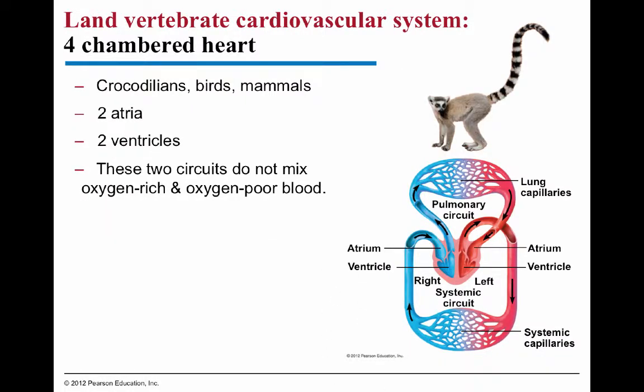Other types of land vertebrates have four-chambered hearts, so that's like us. We're in the mammal group. This is also birds and crocodilians. So we have two atria and two ventricles. It's the same thing again with the two circuits like the three-chambered heart. So in this case, there's no mixing of the oxygen-rich and oxygen-poor blood. Oxygen-rich is strictly on the left side of the heart, oxygen-poor is strictly on the right side of the heart.